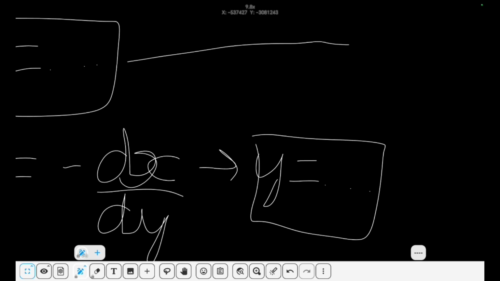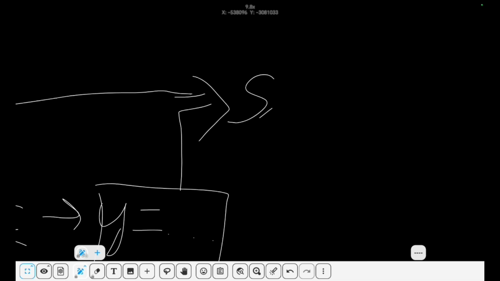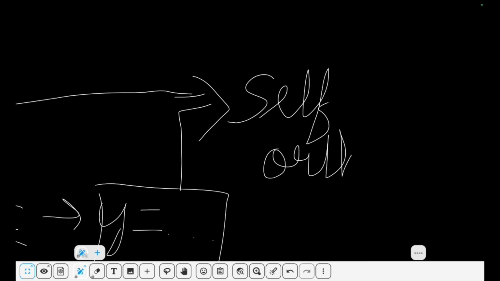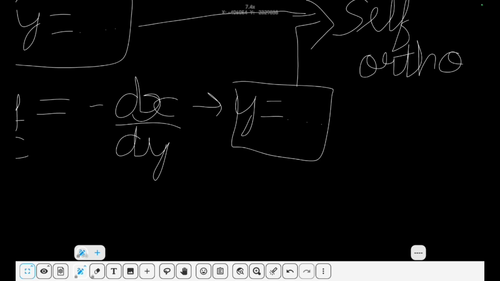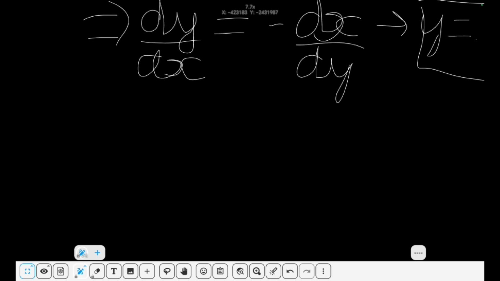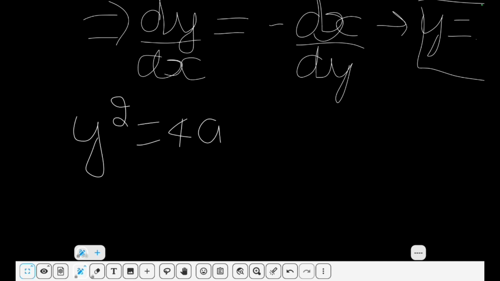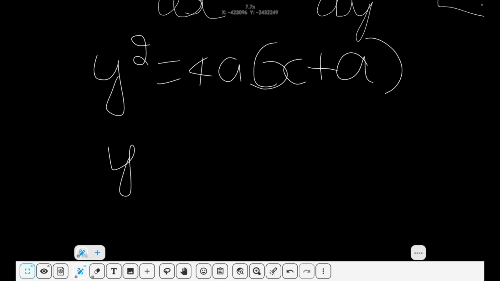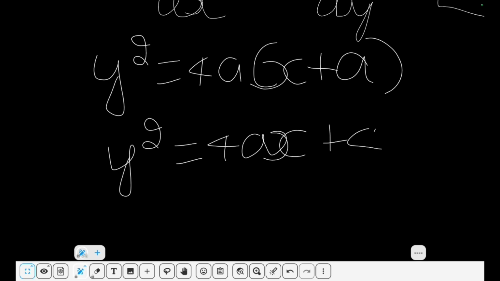Now if these two equations are exactly the same, then it means that the given family of curves are self orthogonal, otherwise they are not. Okay, now let us solve it. Firstly, y square equals 4a into x plus a is the given question. Let us simplify it. y square equals 4ax plus 4a square.